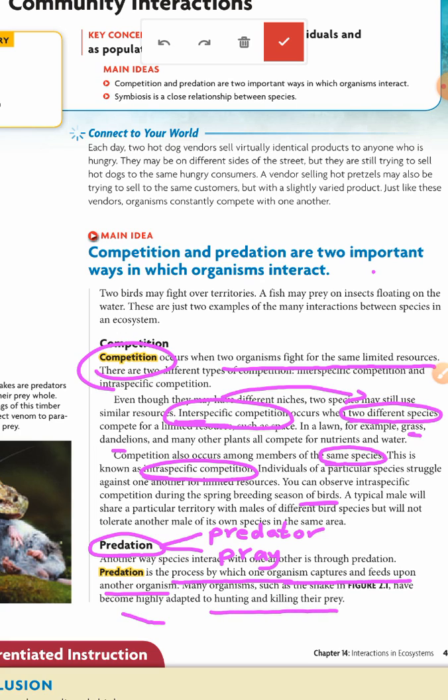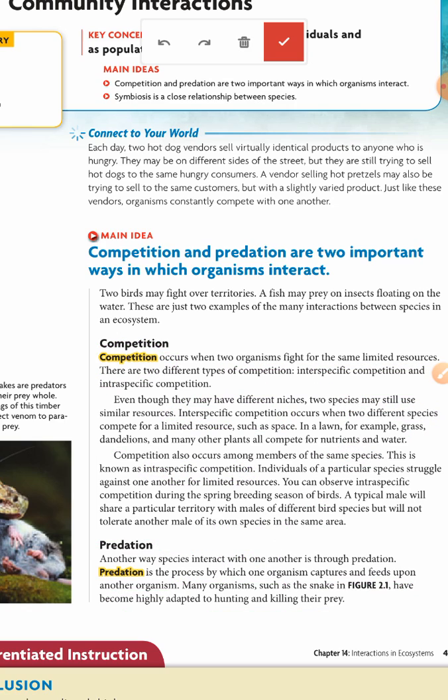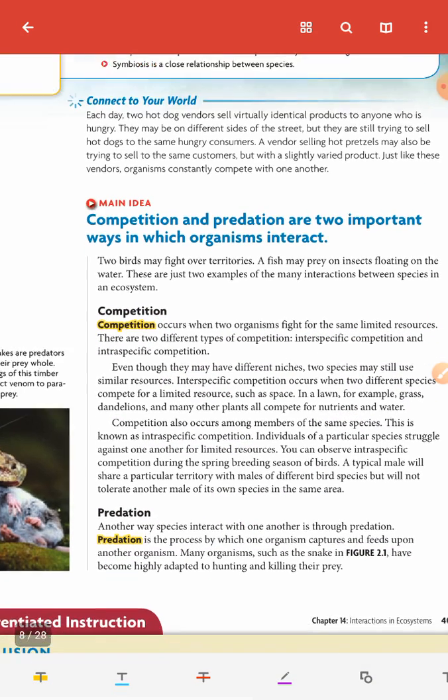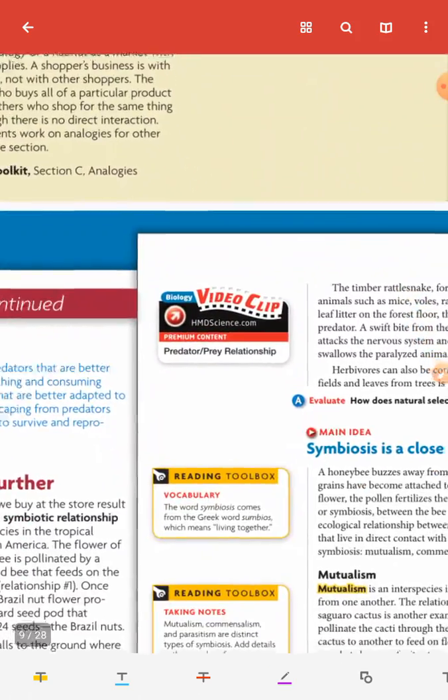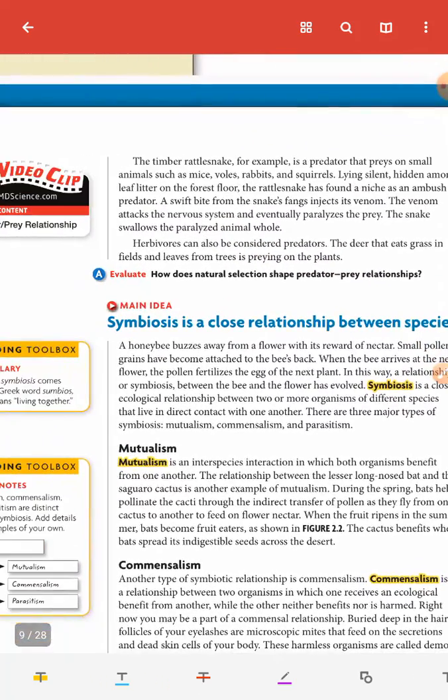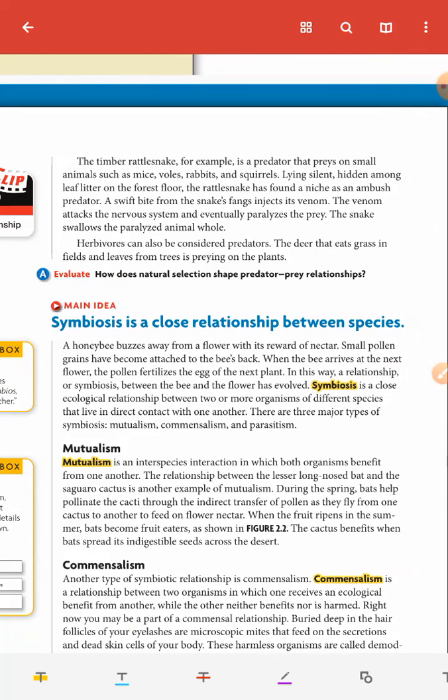Okay, this is it. So competition, predation. Let's move to the second type of relationships. Here in this part he's giving you examples about predation between different organisms and animals. I think all of you know all these things, but the new thing that I want you to focus on is this.